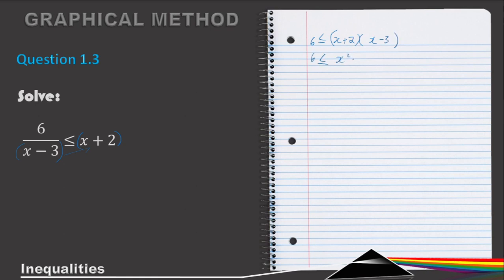X squared minus 3x plus 2x minus 6. Bring everybody to the left hand side. So minus x squared plus 3x minus 2x plus 6 less than or equal to 0. And add like terms. Plus x plus 12 less than or equal to 0.